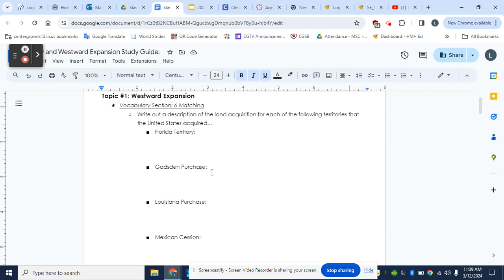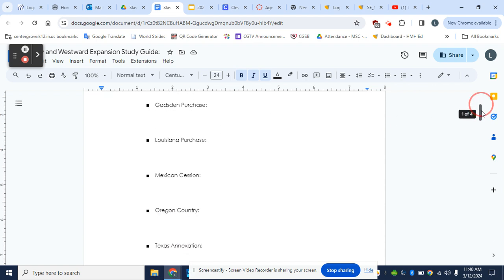Moving on to the Gadsden Purchase, this is that very small strip of land that was purchased in order to finish building a railroad. A lot of people felt like the Gadsden Purchase was the last little bit of land that the United States needed in order to fully achieve manifest destiny. And that occurred in 1853.